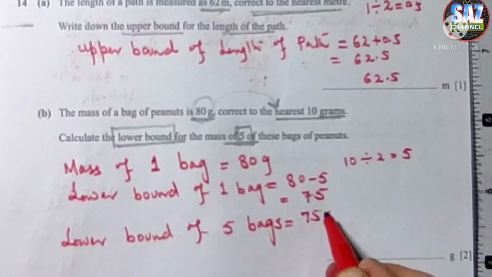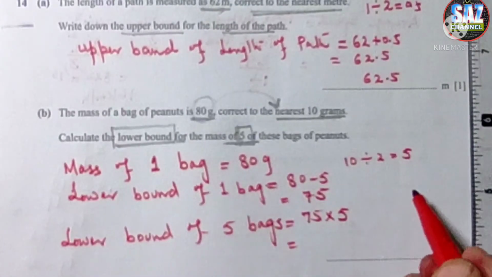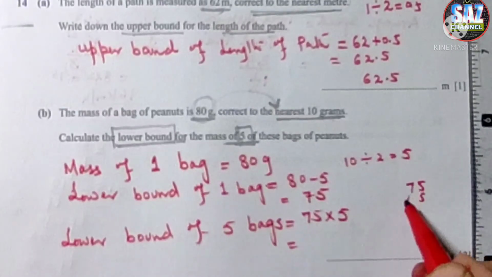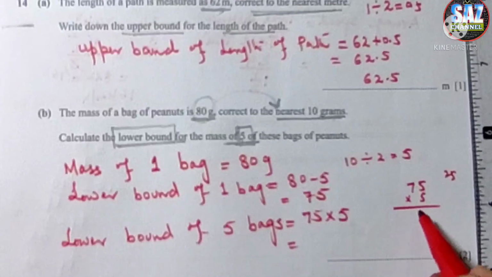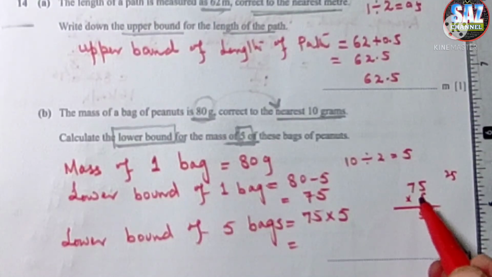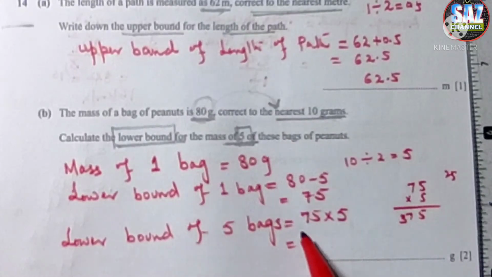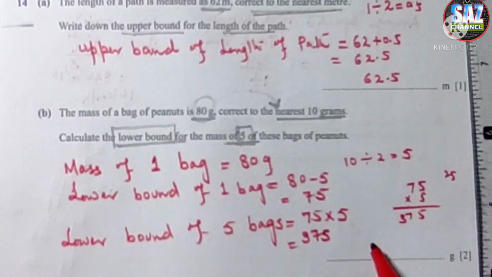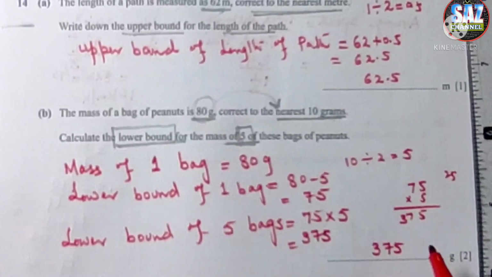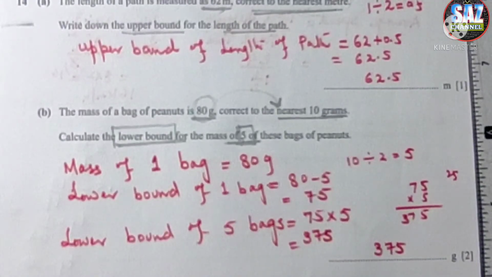75 multiplied by 5. As this is paper 1, we have to perform the calculation on the working space. 5 5s are 25, 7 5s are 35, plus 2 is 37, so 375. And the unit is grams. As this is a mass, so 375 grams. Really easy questions. Let's quickly move to the next question.